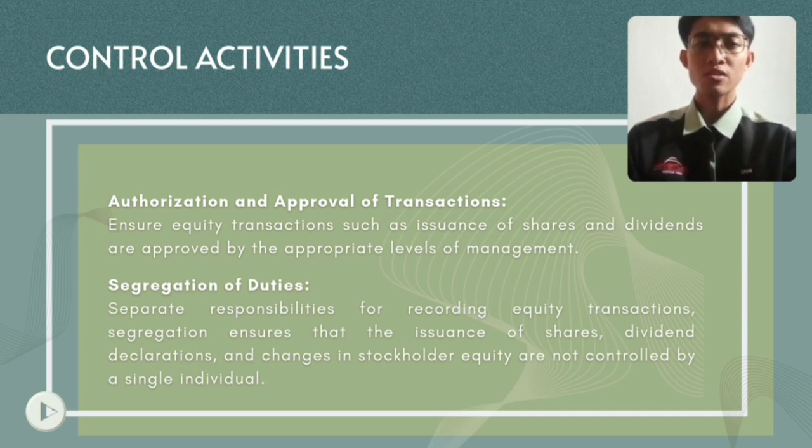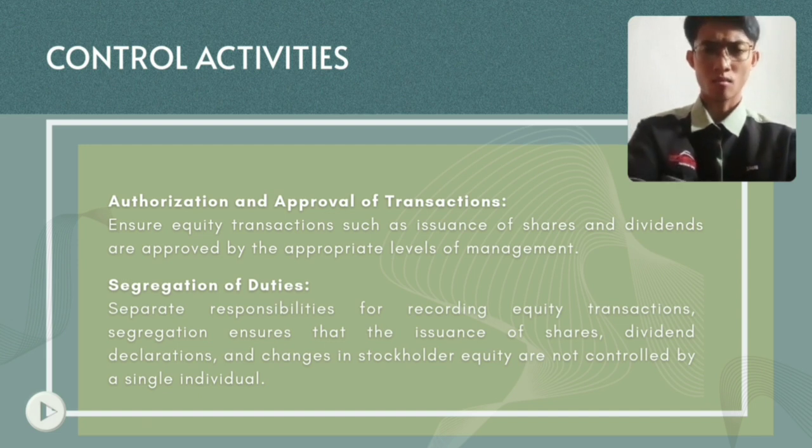The second one, segregation of duties. No single individual should have full control over equity transactions. The tasks of authorizing, recording, and monitoring must be separate. For instance, one person authorizes the issuance of shares, another records it in the financial books, and a different person monitors the compliance. This separation reduces the risk of fraud, manipulation, and also human error.